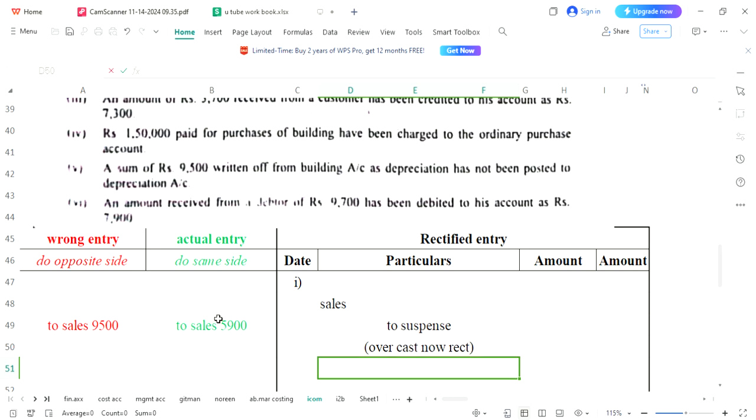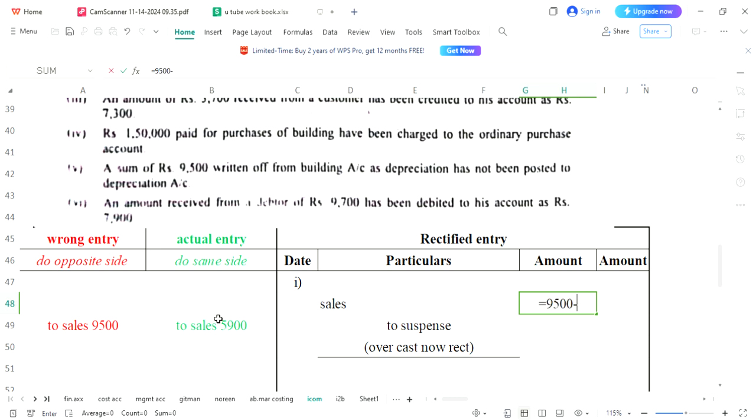Rectified would be your narration, and as usual you know that in overcast and undercast you write the difference of 9500 and 5900, and the same amount you are required to write on the opposite side. In this way, our first entry has been completed: sales to suspense.